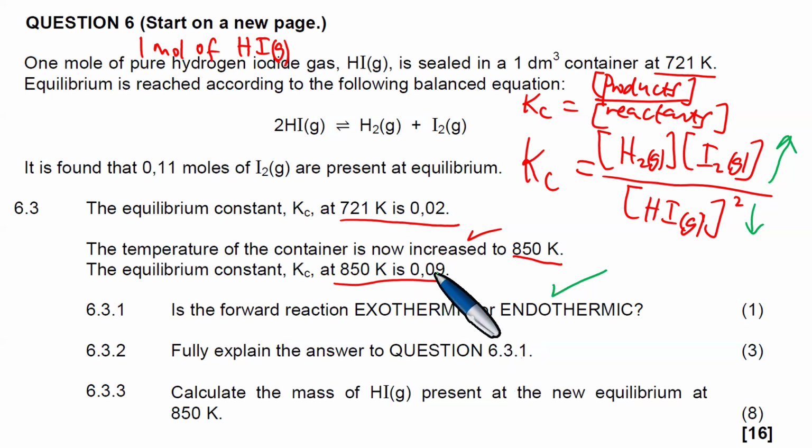So if you increase the temperature and the Kc now increases from 0.02, because the 0.02 is at 721 Kelvin, at 850 Kelvin it is 0.09. The Kc has increased with the increase in temperature. So when the temperature increases, we are seeing that the Kc also increases, and this happens in an endothermic reaction. There are better or even more ways to explain that part, but let us look at the next question.